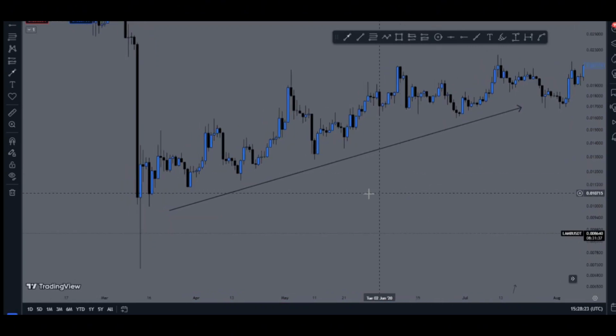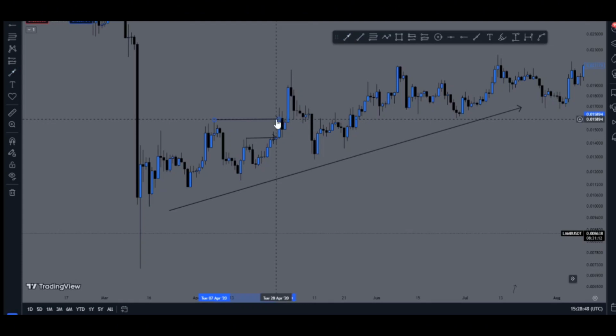So now this high got taken out. Remember, this was the last high. This was the second last high. The market changed character right here. It broke structure. Sorry, the market broke structure right here.